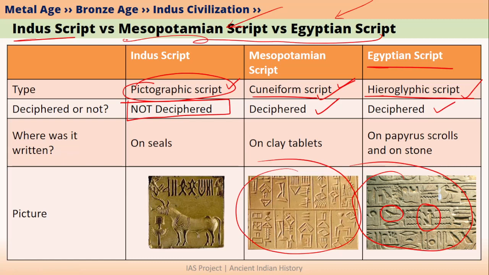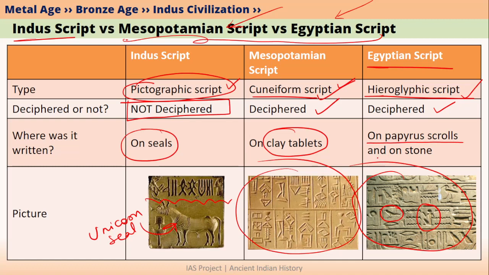Now, where were all these scripts written? Indus script was mainly written on the seals. For example, you can see Indus script written on the unicorn seal which is shown here. Mesopotamian script was actually written on clay tablets, and Egyptian script was written on papyrus scrolls. Moreover, Egyptians also wrote long inscriptions on stone.